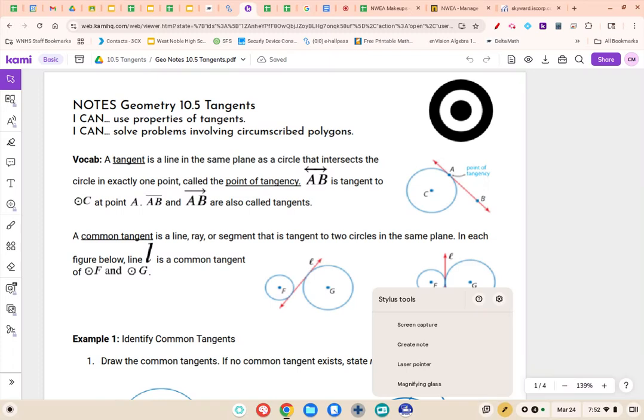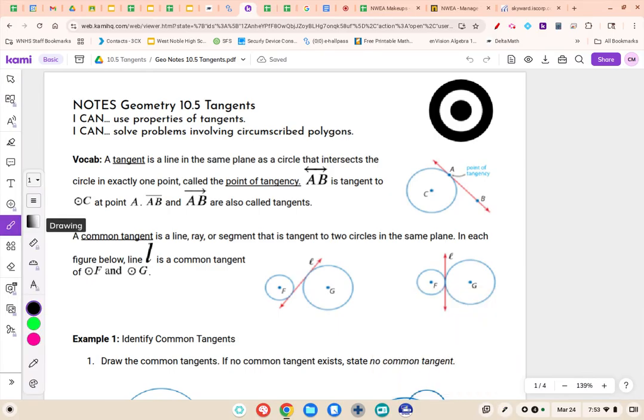Hey all, today we are learning Geometry 10.5 tangents. You guys will be able to use properties of tangents and solve problems involving circumscribed polygons. So a quick reminder what circumscribed is.